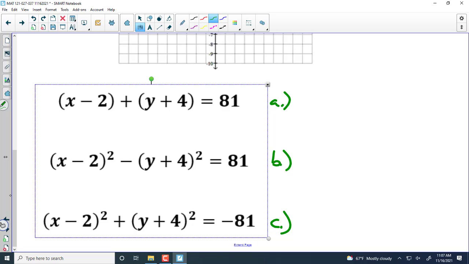None of those are circles. This is not a trick question. None of them are circles. And you're going to write down what tips you off that you know you're not looking at the equation for a circle.